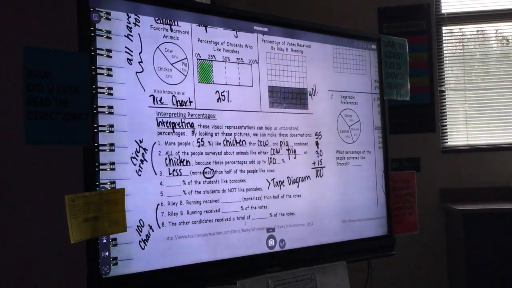All right, now you guys are looking at the tape diagram. I'm going to let you do these two on your own. Stand up when you have them finished. So you're looking at the middle one.